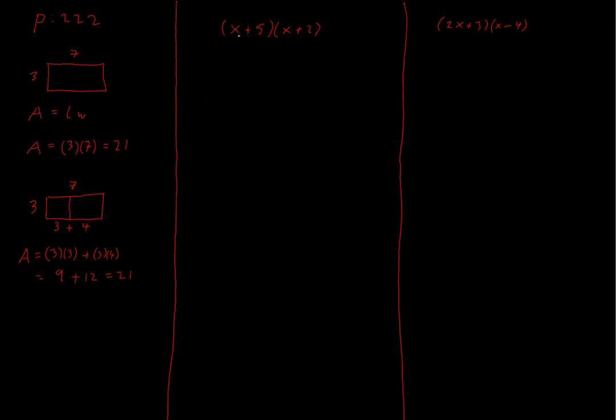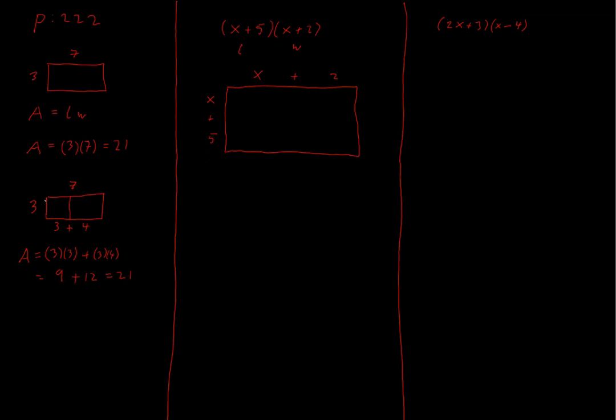If we have a bracket like x plus 5 multiplied by another bracket x plus 2, we could say that this was the length of a box, and we could say that this was the width of a box. So if we draw our box, you need a big box for these kind of questions. We'd have x plus 2 as one side, and x plus 5 we have to write down this side.